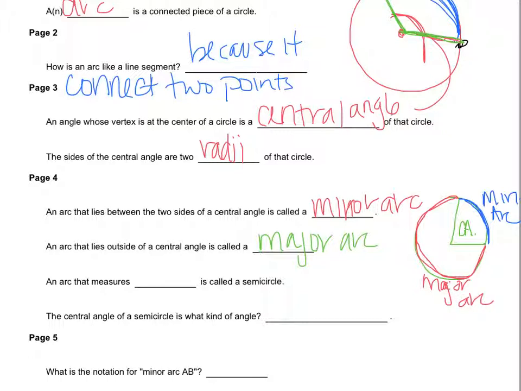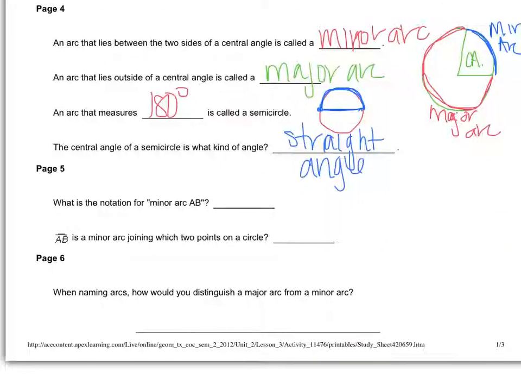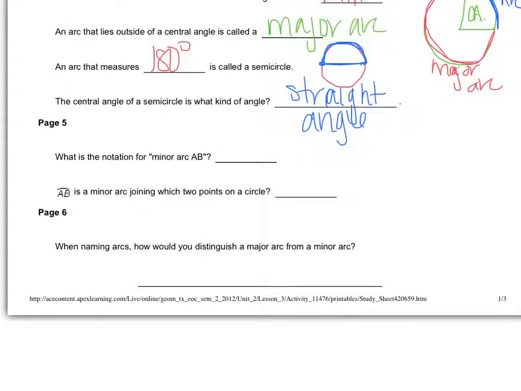An arc that measures 180 degrees is going to be called a semicircle. What that is, if I had a circle and I had an arc that was basically half the circle, that's called a semicircle. So this here would be the diameter. And the central angle of a semicircle is what kind of angle? It is a straight angle.